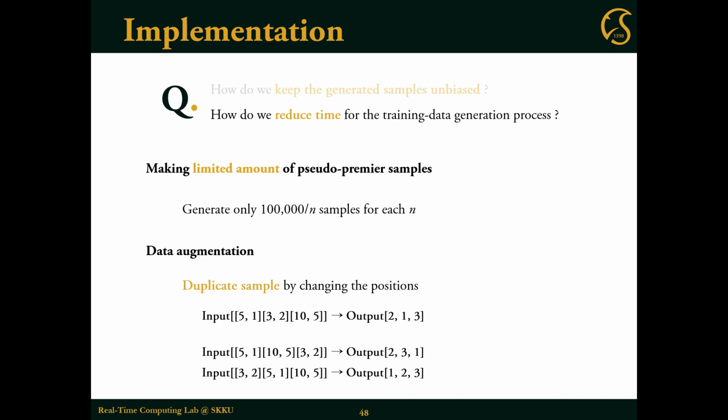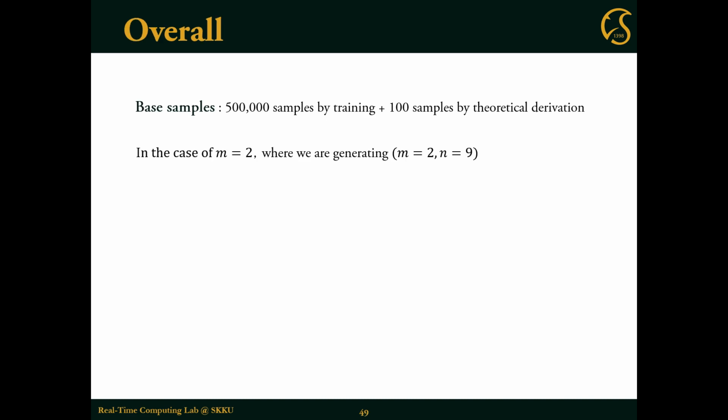We also used data augmentation where the tasks were duplicated by changing their position. The meaning of each set is literally the same, but changing the task set's position along with the position of the prior assignment would work as different sets for the neural network, which acknowledges these inputs and outputs only as sequences of numbers. Overall, our base samples used for training were kept at this exact number of 500,000 samples generated by training and 100 samples generated by theoretical derivation.